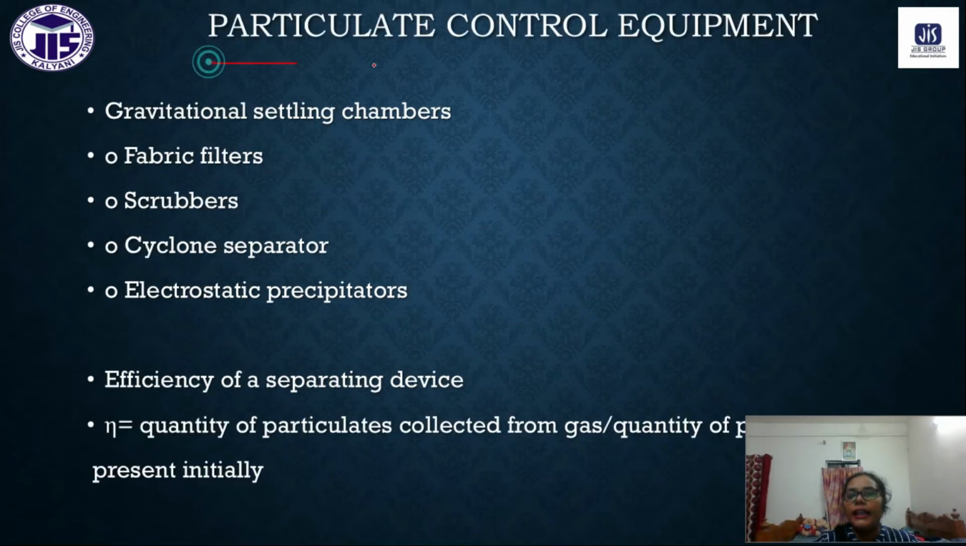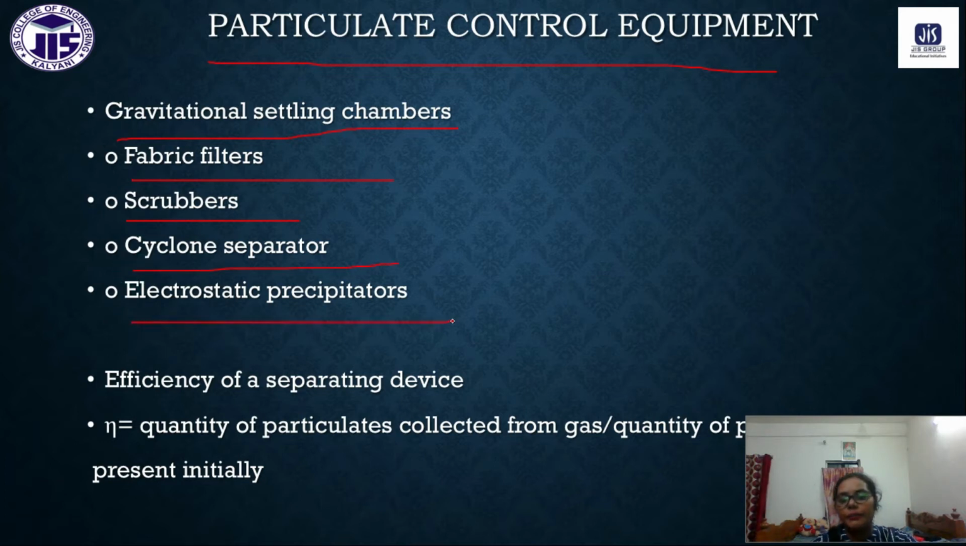Okay, so what are the types of particulate control equipment that we generally have? That is the gravitational settling chamber, the fabric filter, which we can also call a baghouse filter, the scrubbers or wet scrubbers, the cyclone separator, and the electrostatic precipitator. Okay, so these are some of the control equipment that you have in your syllabus. Now, how can we measure the efficiency of a separating device? This is eta, and this is the equation.